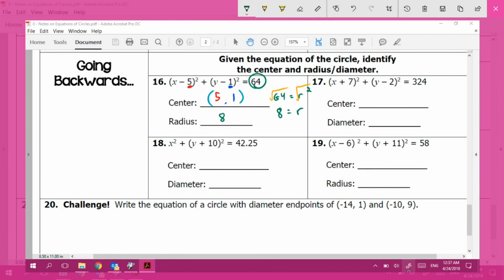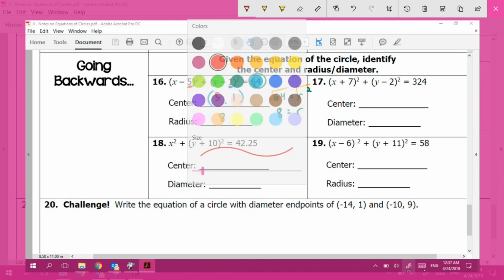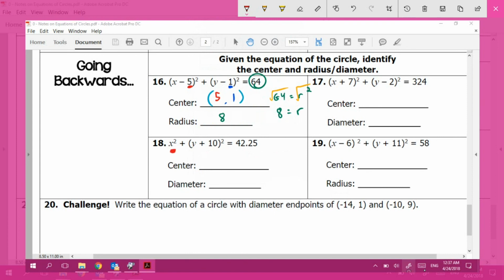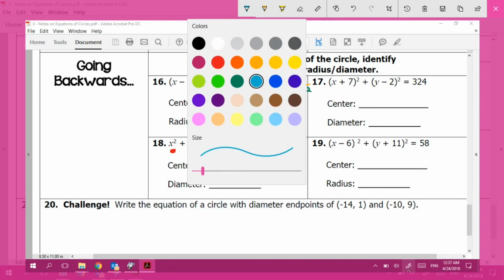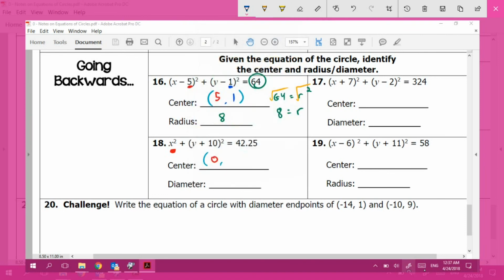All right, let's look at number 18. Let's try this one. Where's my center? Whoa, it's x squared. There's not even a number there. I'm not subtracting anything, which means it's 0. So my center here is 0, comma. And what am I subtracting on the second one? Y. Whoa, but it says plus. That means I must have subtracted a -10 for it to become a plus. So I'm going to put -10. So my center is 0, -10.